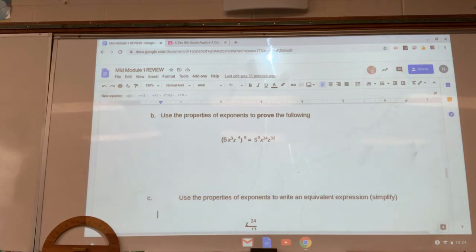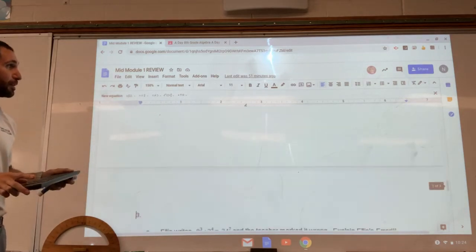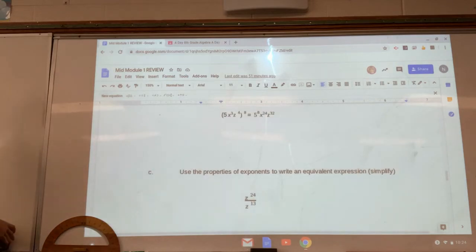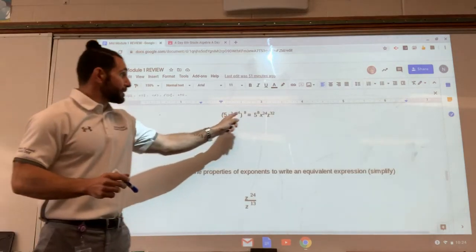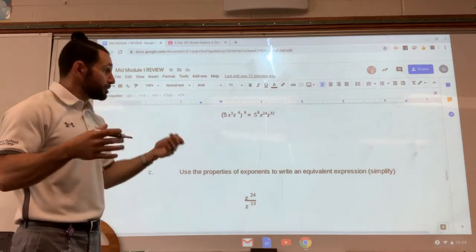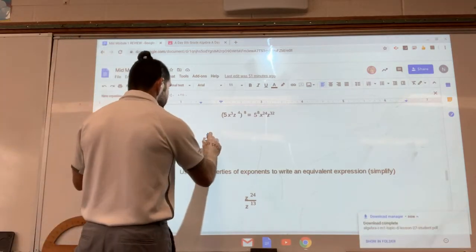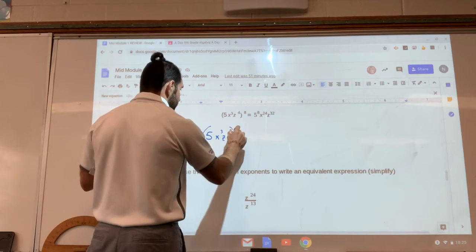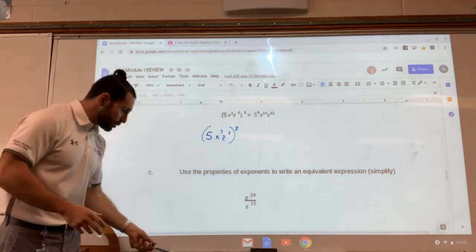So use the properties of exponents to prove the following. Oh, Mr. H, you dog, you have a mouse back. So we're proving that this equals this. So what I'm going to do is I'm going to rewrite it. I'm going to say, okay, I've got 5x to the third, z to the fourth, in parentheses to the 8th. And then I'm going to say, okay, well, what do I need to do?